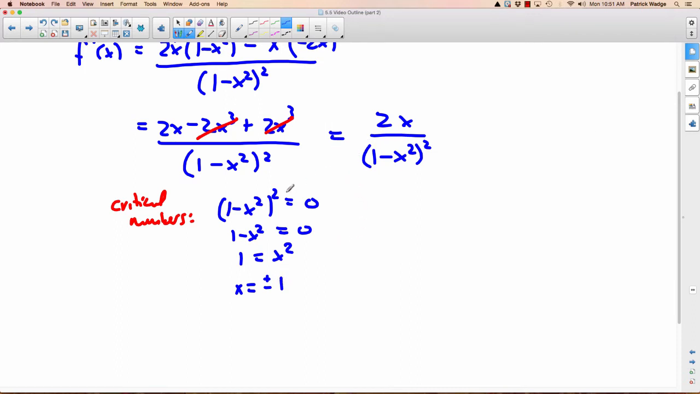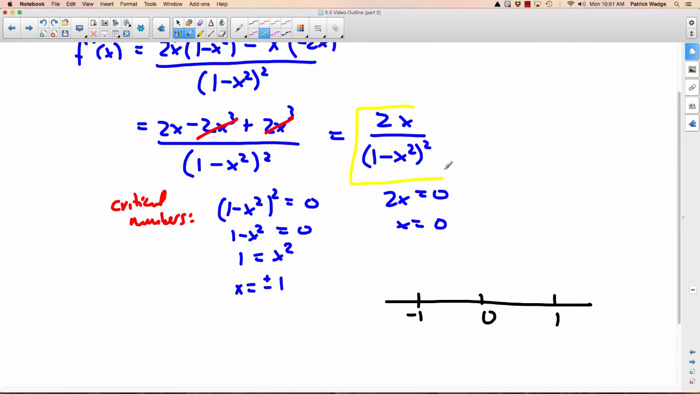The other thing you need to look for your critical numbers is what would make the whole derivative equal 0. Well, that would be when the numerator equals 0. So that's very easy. X equals 0. So we have 3 numbers to put on our wiggle graph. We have negative 1, we have 0, and we have 1. And where we're going to plug them into is right here.